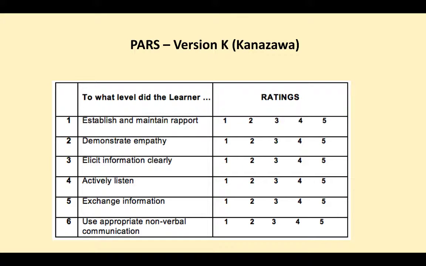PARS version K, a little different than the PARS that you may be familiar with, those of you that have worked at NYIT. So it has 6 dimensions and 5 rating points. And so one of the important things to keep in mind is that when you're scoring, I would pull this guide out to refamiliarize yourself with the dimensions if you're not sure.